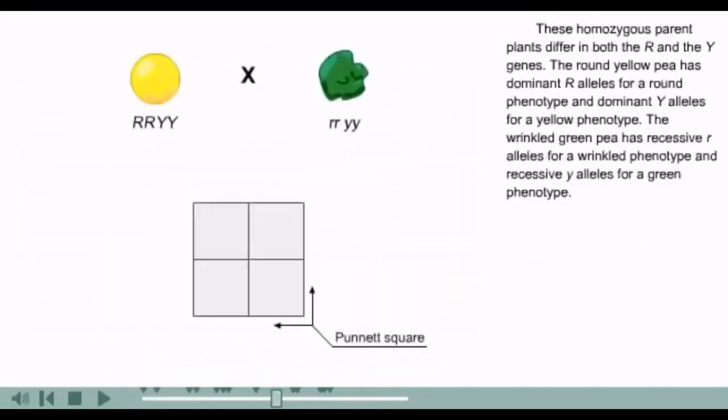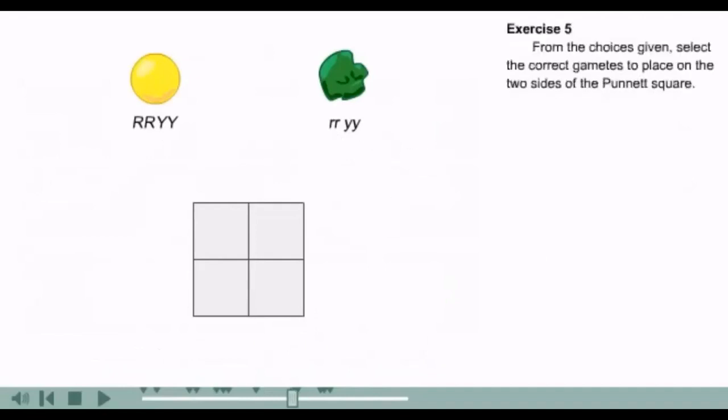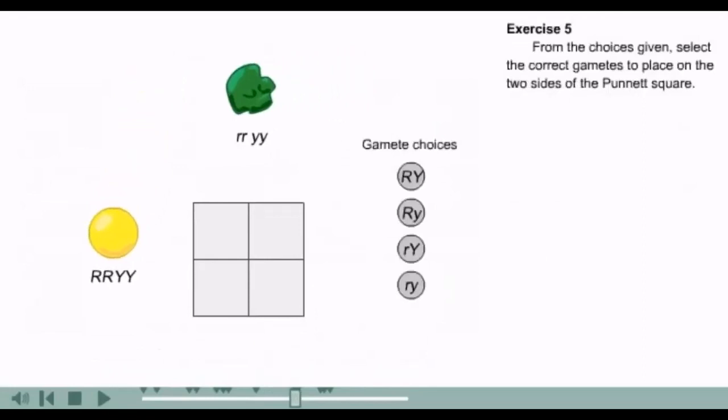These homozygous parent plants differ in both the R and the Y genes. The round yellow pea has dominant R alleles for a round phenotype and dominant Y alleles for a yellow phenotype. The wrinkled green pea has recessive r alleles for a wrinkled phenotype and recessive y alleles for a green phenotype. From the choices given, select the correct gametes to place on the two sides of the Punnett square.